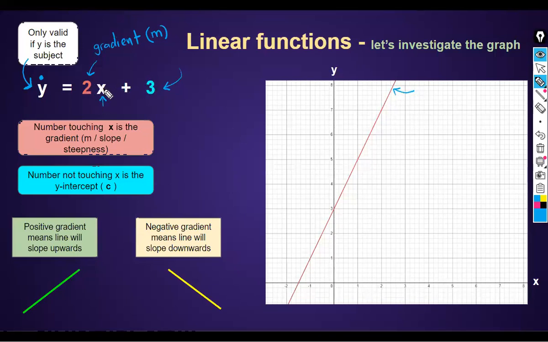But what about the number that's not touching x? So the 2 is touching x. Its name is the gradient. The one that is not touching x, its name is the y-intercept. And the letter used to denote the y-intercept is C. It's not the letter Y, it's not the letter I.